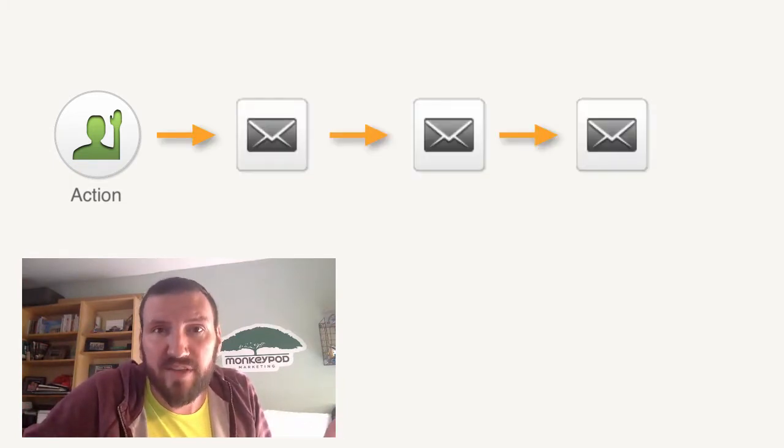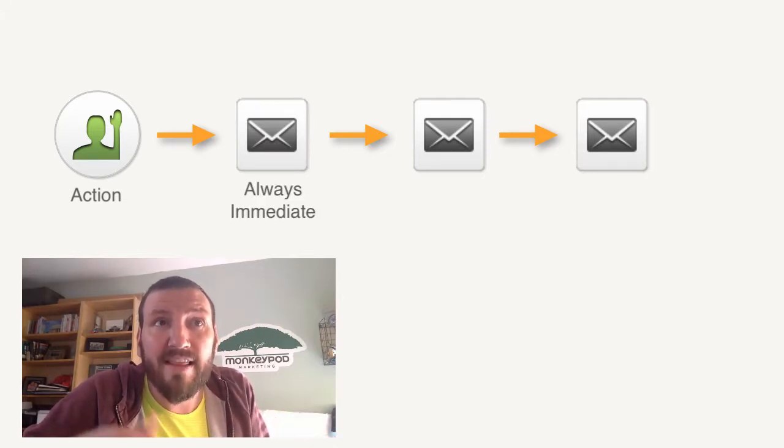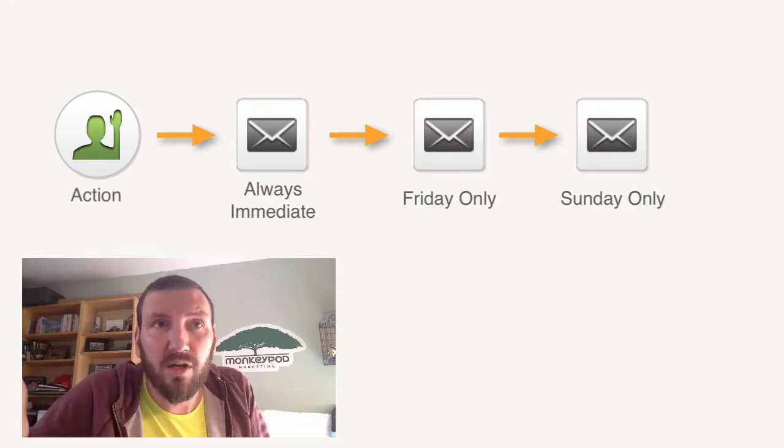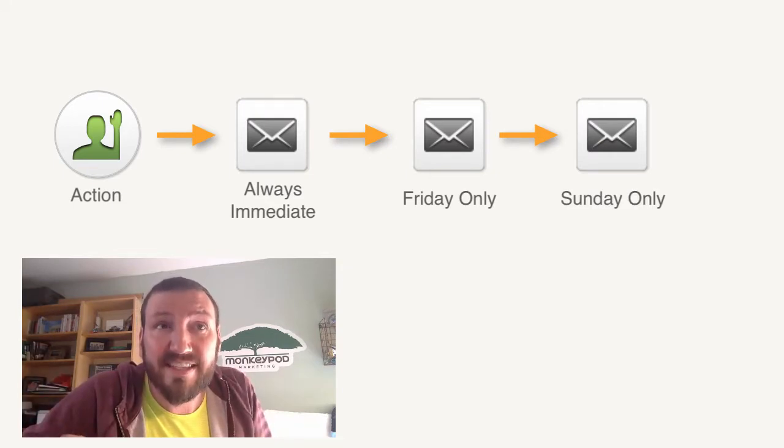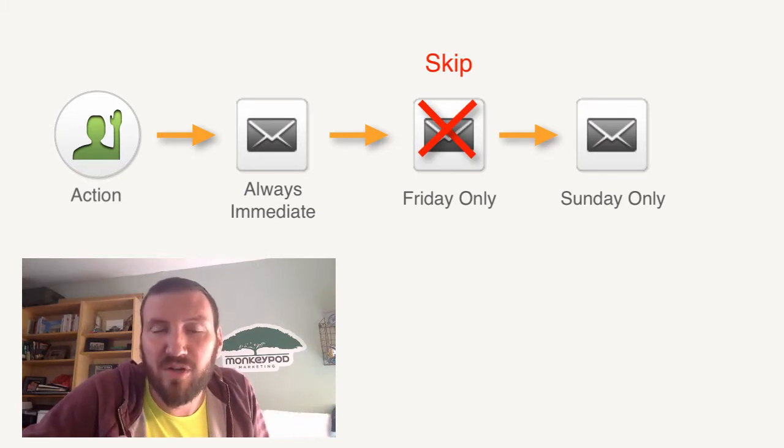So, for example, if they enter the sequence on a Saturday, they would get the immediate email right away, and then they would get the 3rd email on Sunday morning. So the next day, they would get the 3rd email, and they would skip the 2nd email that would have gone on Friday. They would skip it altogether. So Sunday will always be the last email.